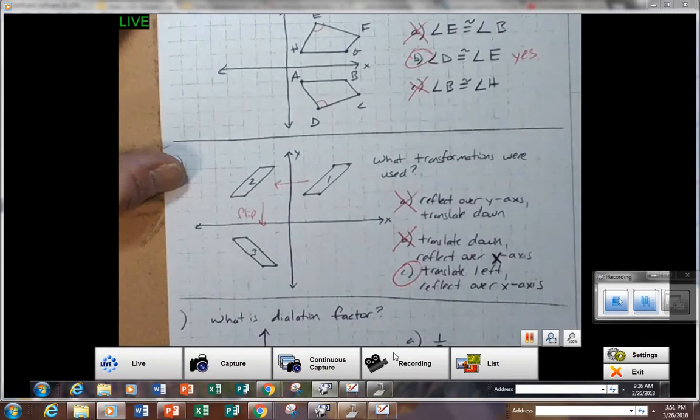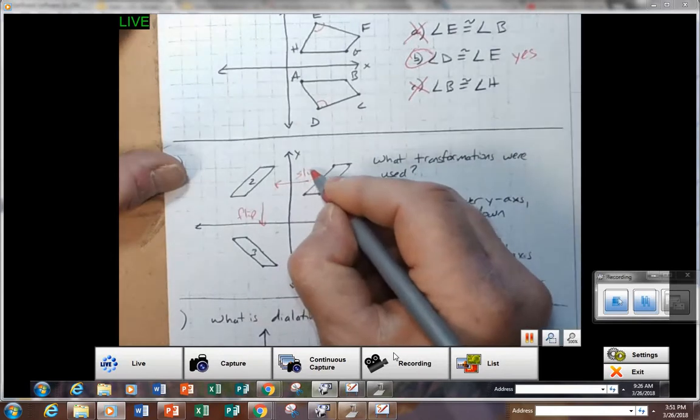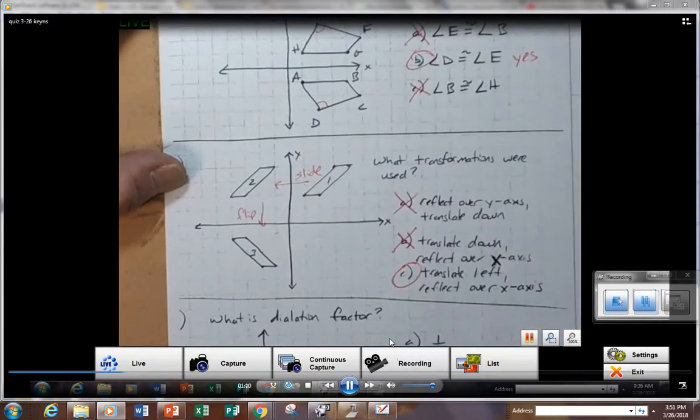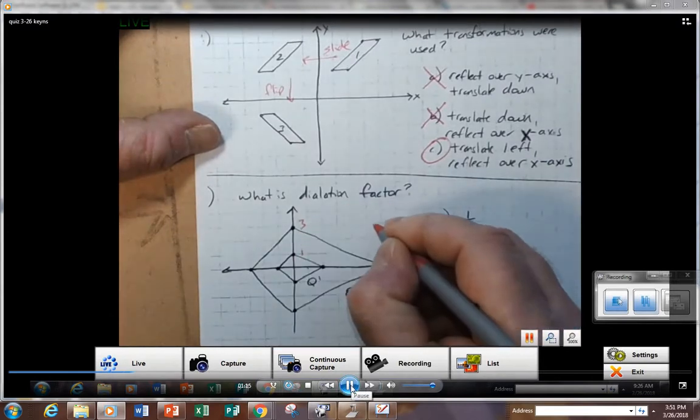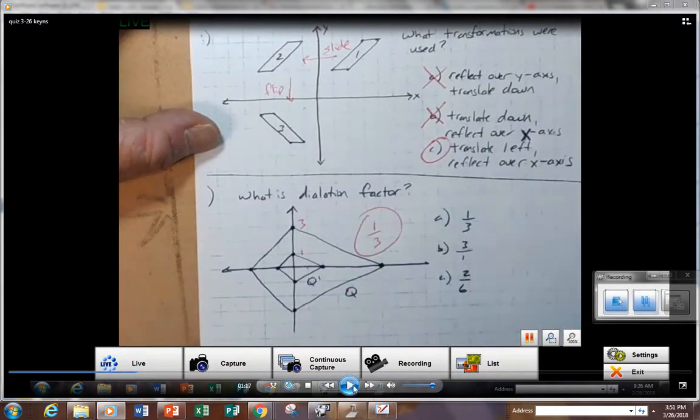For a dilation factor, just find 2 numbers on either the y-axis or the x-axis. So my 2 numbers I could have chosen were 1 and 3. I could have also chosen this number 2 and put that over 6. 2 over 6 is the same dilation factor, just reduced. And I could tell this dilation factor is going to be smaller than 1 because Q is the original shape and it's shrinking down to Q prime. So from one big one down to a smaller one, that's a dilation factor smaller than 1.